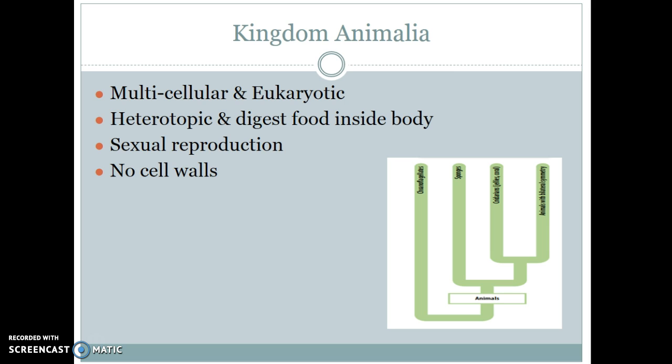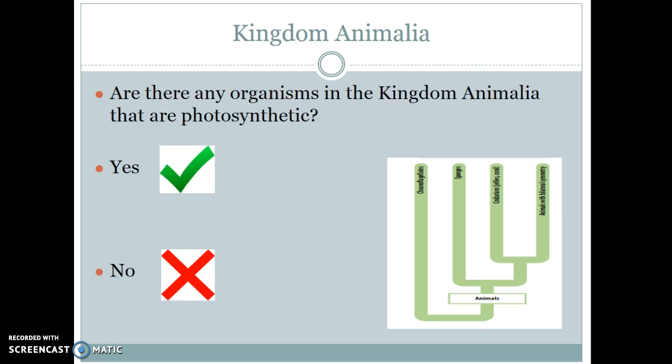So the kingdom Animalia are heterotrophs. They don't have cell walls and they digest food inside their body, along with being multicellular and eukaryotes. So what do you think? Are there any organisms in the kingdom Animalia that are photosynthetic? No.